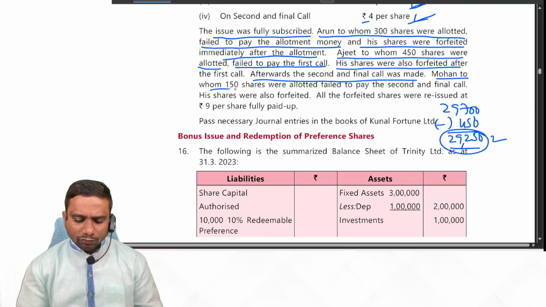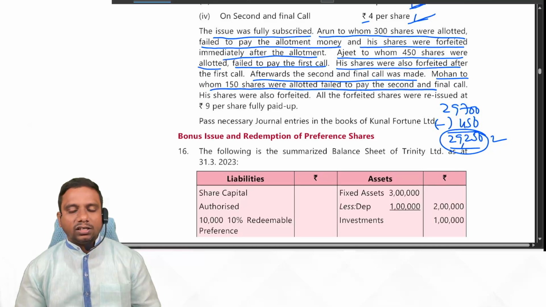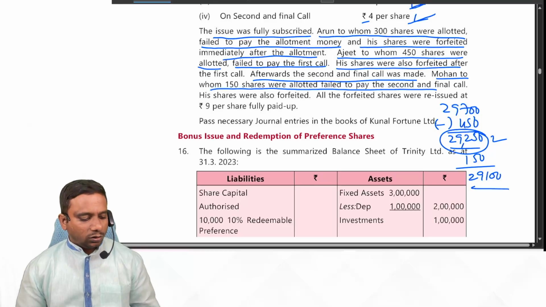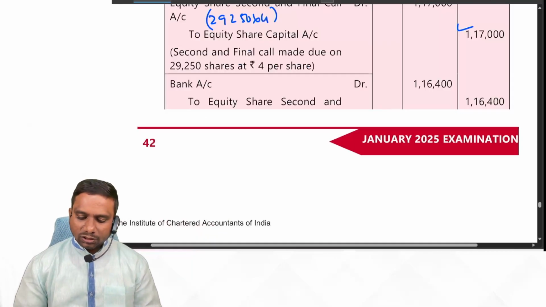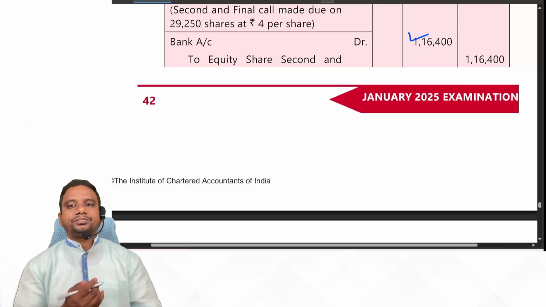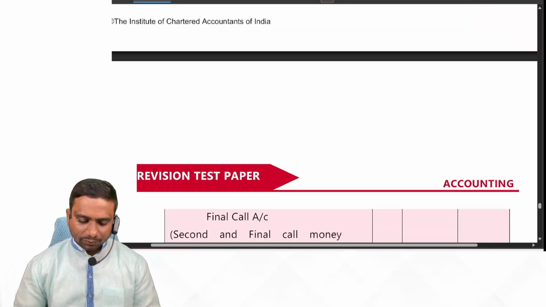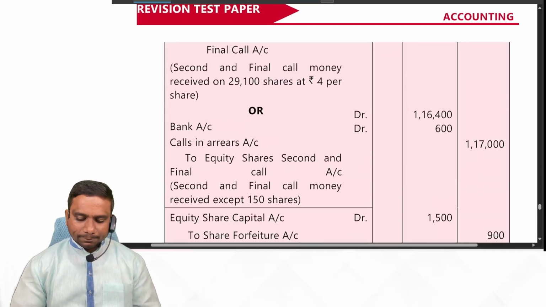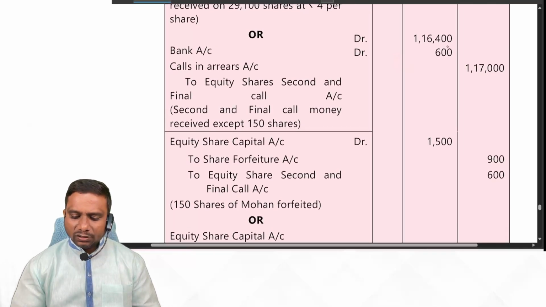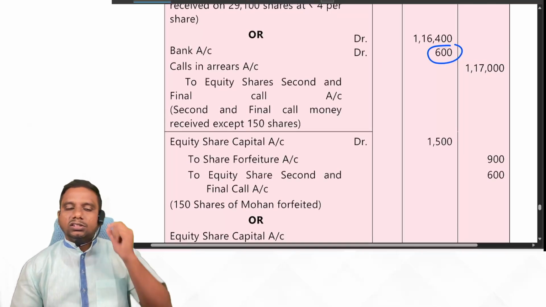Mohan, to whom 150 shares were allotted, failed to pay the second and final. Fine. So 150 shares reduced, 29,100. We receive amount on 29,100 into 4, 1,16,400 rupees. 1,16,400 to equity share second and final. Next, you can transfer that arrears amount also to arrears.